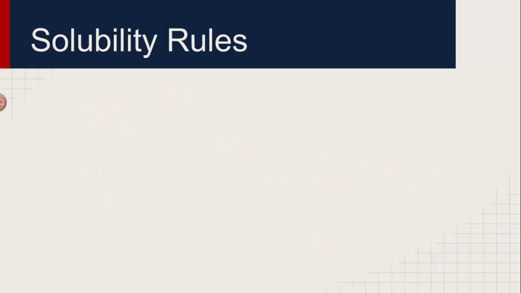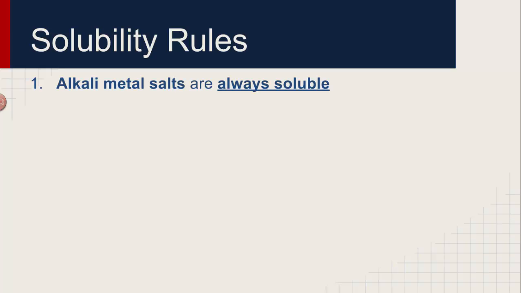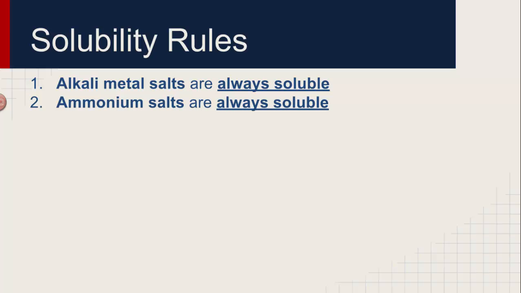We use the solubility rules. There are a few. You have to know them, as in memorize them. First one, alkali metal salts are always soluble. Anything that contains lithium, sodium, potassium, rubidium ions, it'll always dissolve. Easy enough, right? Anytime you see an alkali metal, it's soluble, aqueous. Ammonium, anytime you see an ammonium ion, it's always soluble. It'll be aqueous.